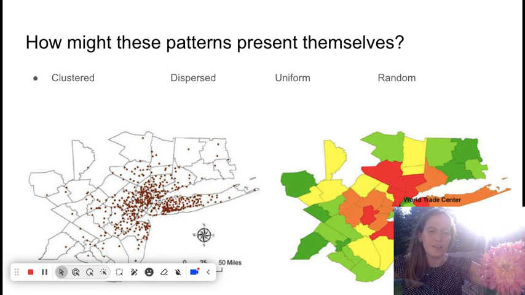If they were spread out, they would be dispersed. If they were spread out evenly, they would be uniform. And if they were just random, you know what random means. This is the point in the video where I hope you're not just copying down the words on the screen and actually listening to what I say, right? Because you want to make sure you know the difference of these terms.